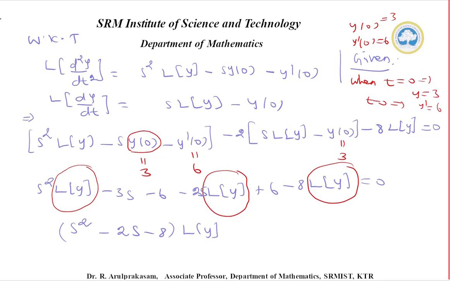And then what is the remaining part? Minus 3s, and minus 6. Here minus 6, here plus 6 is there, just cancel it. Minus 3s equal to 0. Now I can simplify the equation. So s square minus 2s minus 8 times L of y. Here minus 3s goes to the right hand side, it will become 3s. So the main thing is to find out what L of y is.